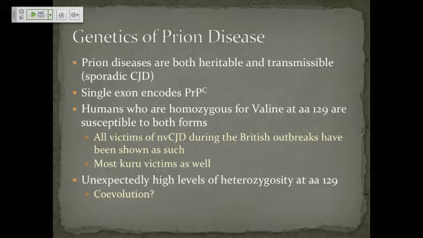This has been shown by looking at victims of nvCJD, mad cow essentially, during the British outbreaks, and it was found that every single individual that came down with nvCJD was homozygous for valine at 129. Most of the Kuru victims are also homozygous there. There's also surprisingly high levels of heterozygosity at amino acid 129 in this PrPC among humans, which to some may suggest coevolution, or at least a long relationship with these prion diseases.